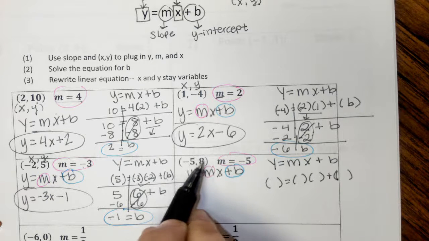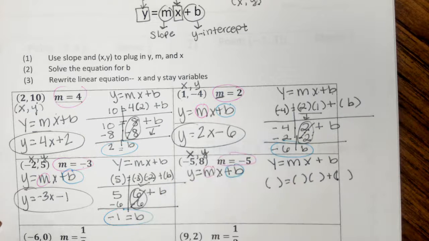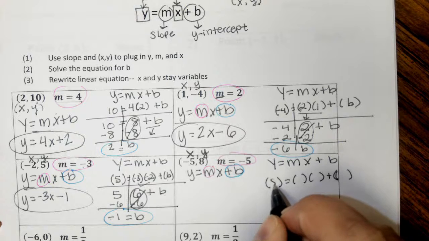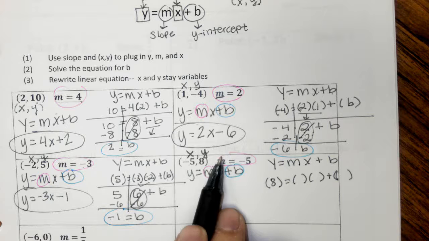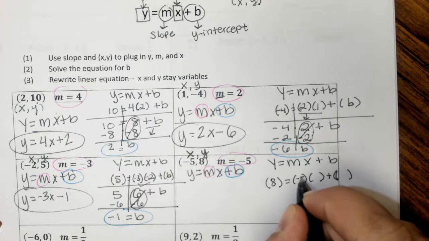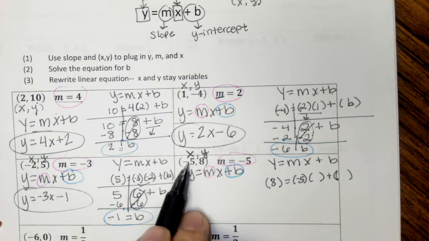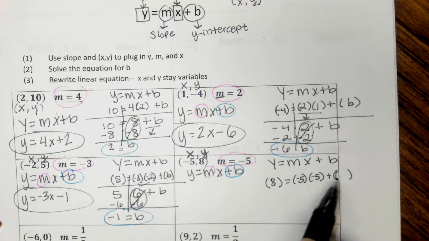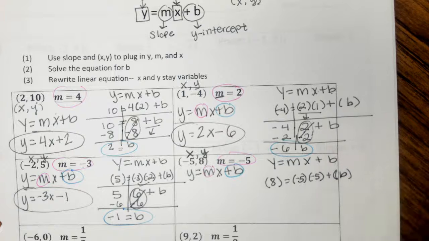This is the ordered pair -5, 8. Ordered pairs are x comma y. This bubble is in place of y, and y is 8. This bubble is in place of m, and m is -5. This bubble is in place of x. x is -5. This bubble is in place of b, and we're trying to solve for b, so that's going to stay as a b.